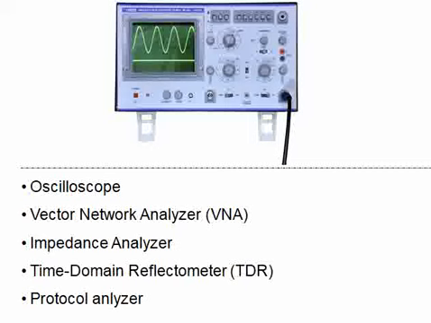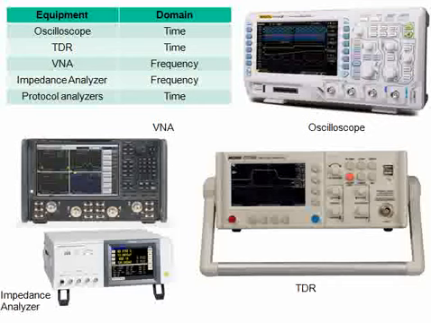Now, while we talked about some measuring the impedance, some measuring the signal, some capturing the protocol, which domain do they work in? The oscilloscope, as we know, works in time domain, right? It could be a mixed signal oscilloscope, or it could be only a digital oscilloscope. So it works in time domain.